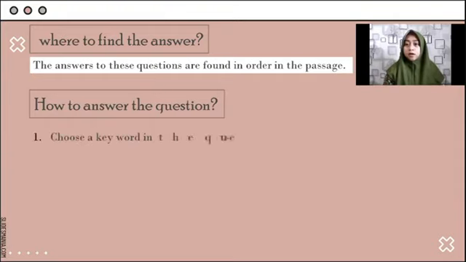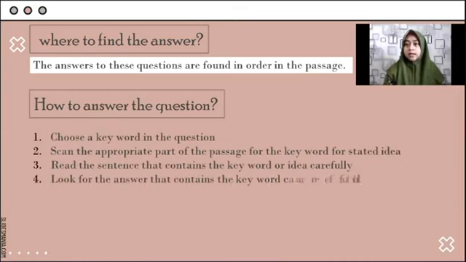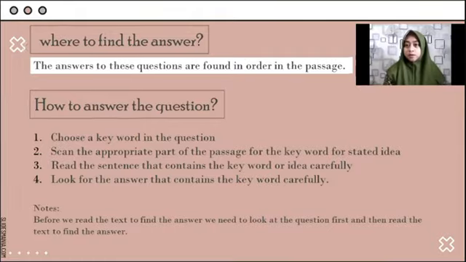And how to answer the question? The first, we have to choose a keyword in the question and scan the appropriate part of the passage for the keyword or stated idea, and then read the sentence that contains the keyword or idea carefully, and look for the answer that contains the keyword carefully. There is a note. Before we read the text to find the answer, we need to look at the question first, and then read the text to find the answer.